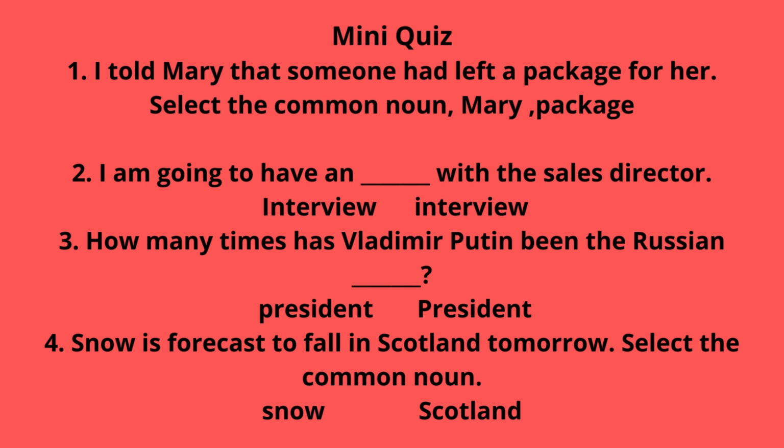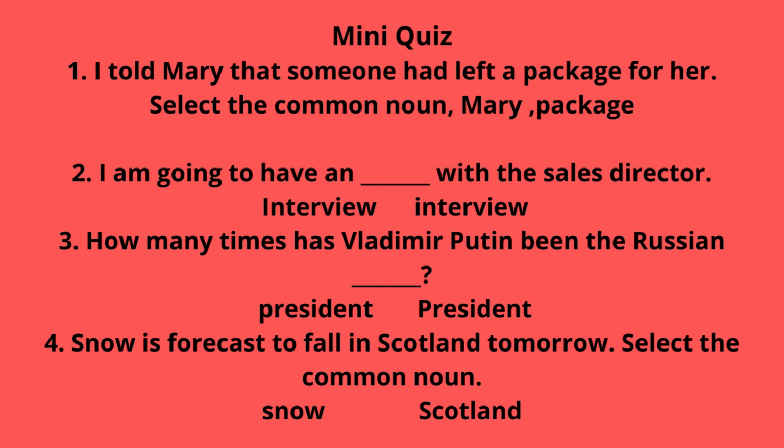Now the second one, I am going to have an dash with the sales director. Here the answer is interview with the capital and interview with the small letter. So we have to choose which one is the right one. The word which is written with a small letter, that is the common noun, so we have to write it in the blank. Now the third one is, how many times has Vladimir Putin been the Russian dash. Now here the word president is given with a capital letter and a small letter, so we have to choose which one is the common noun. So the word president which is written with the small letter is a common noun.